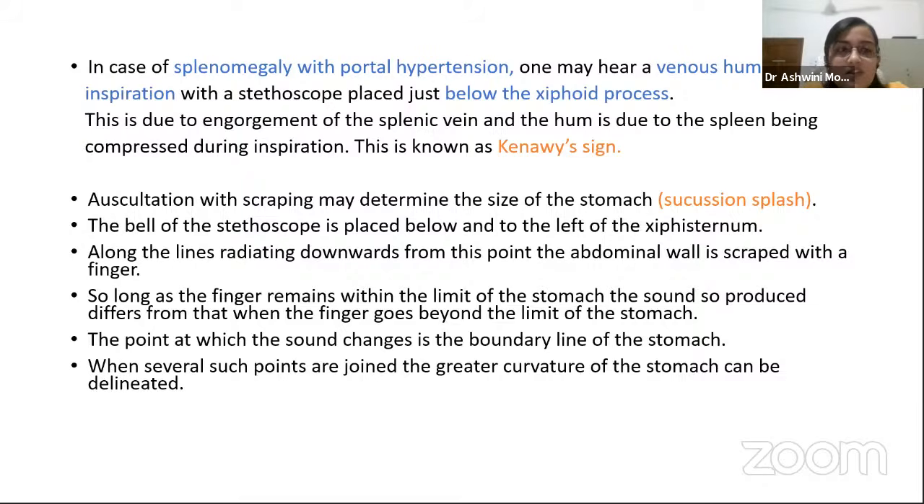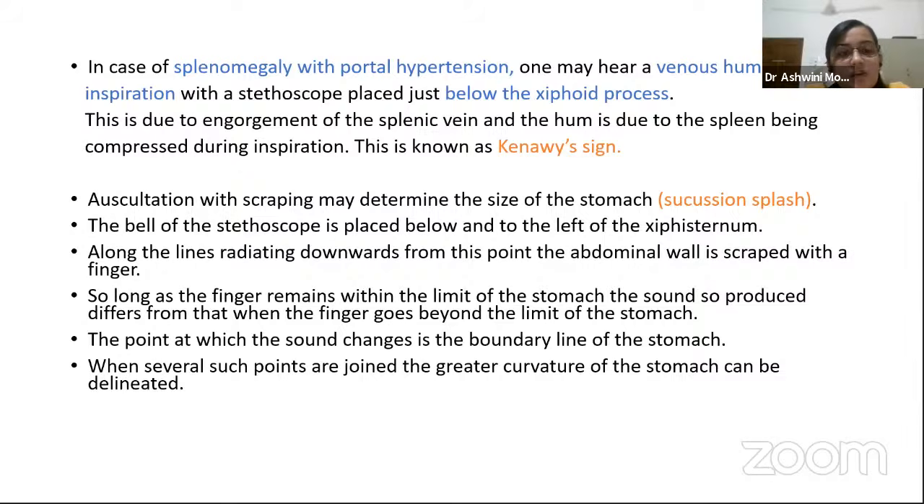Again, the succussion splash. I have a photo behind; I'll show that. The bell of the stethoscope is placed below and to the left of the xiphisternum. Along the line radiating downwards from this point, the abdominal wall is scraped with the finger. So long as the finger remains within the limit of the stomach, sound will be produced.